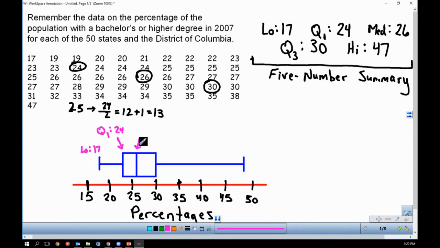This line is our median, but remember, what's another way to say median, in terms of quartiles? Quartile 2, which is 26. And then this one is quartile 3, up here at 30. And last but not least, we have our high, that's at 47.